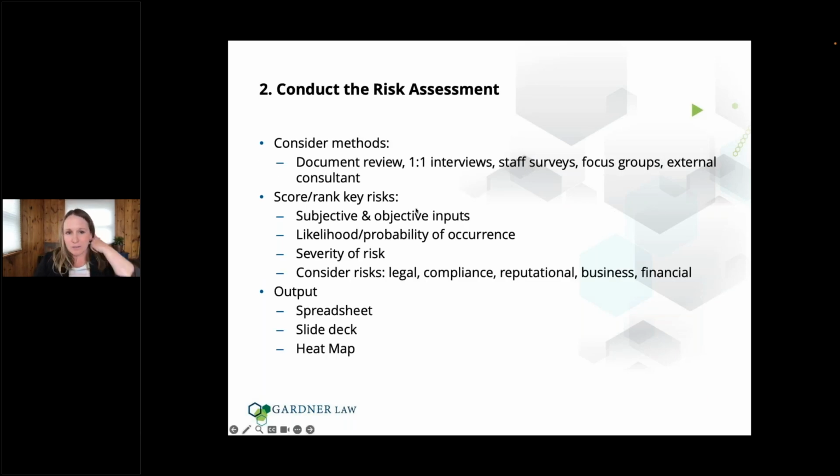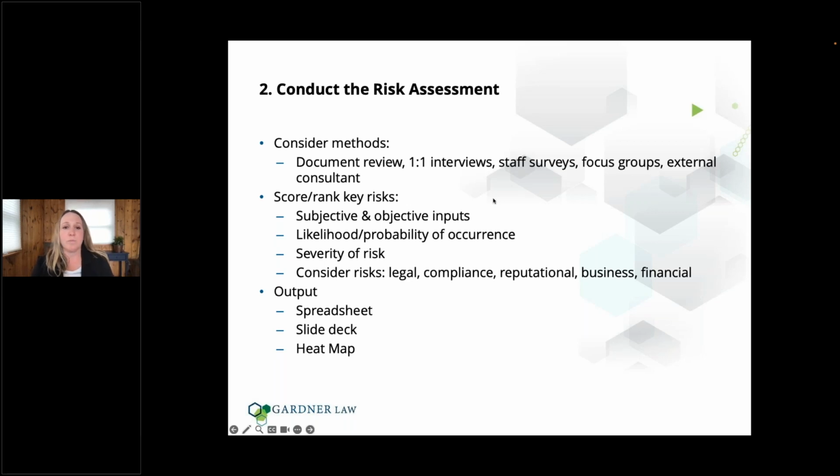All right, so conducting the risk assessment. I mentioned there are lots of different ways this can be done. There are lots of different methods that can be used. You can also combine methods. I personally like it best when you can combine a couple of methods. You can, of course, do a document review, just taking a look at various policies and procedures and contracts that are in place. One-on-one interviews are really helpful. I recommend having one-on-one interviews with staff across all levels of the company, just to get a good, objective, comprehensive look.